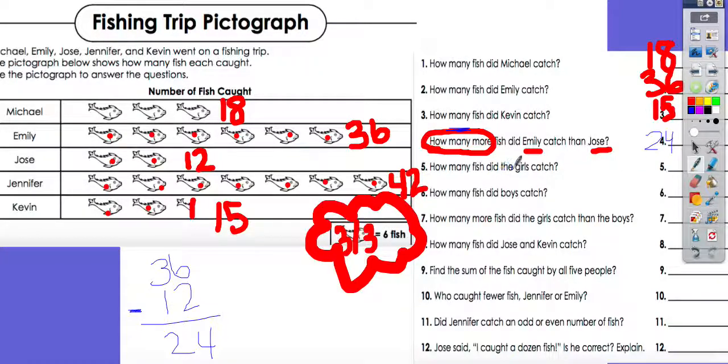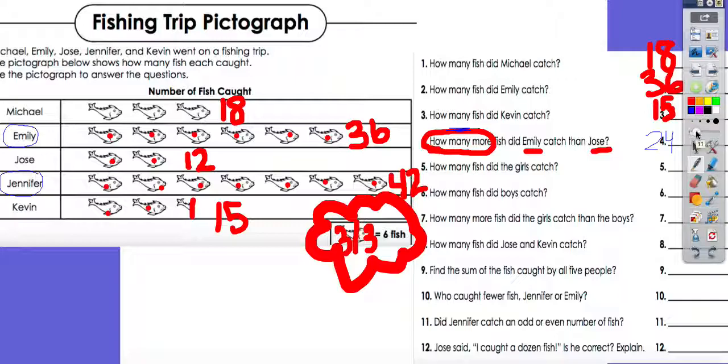How many fish did the girls catch? All right, so I've got to look at the girls. I've got Emily and Jennifer are my only girls. What do you guys think I'm going to do if I want to know how many the girls catch? Am I going to add those numbers or subtract? I'm going to add them.